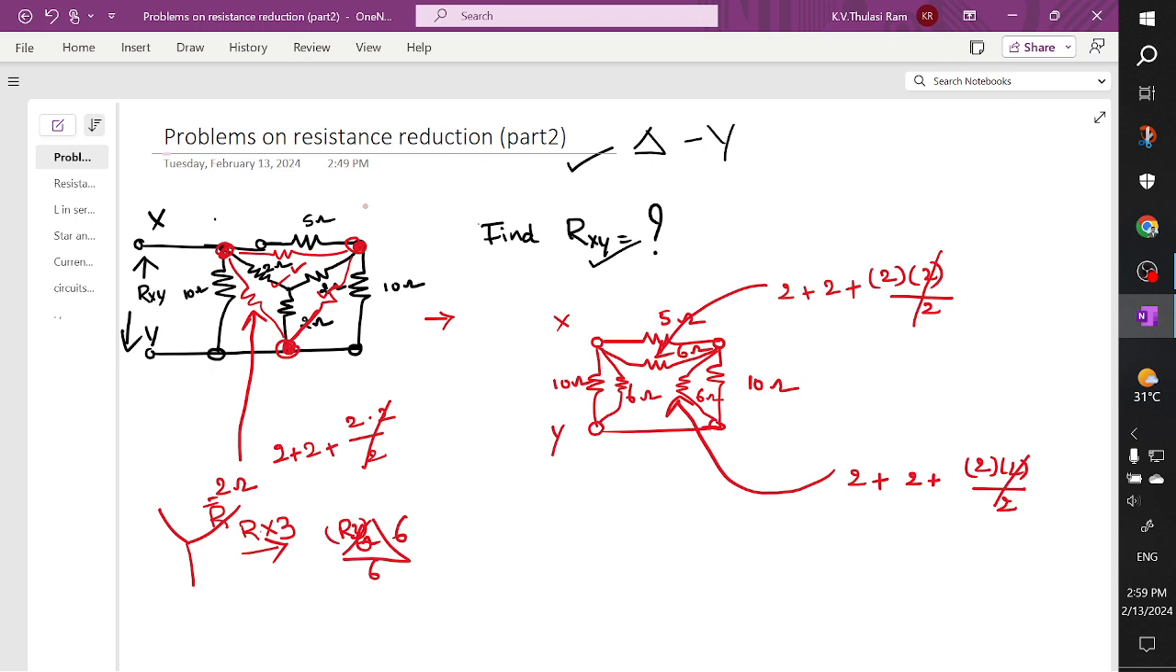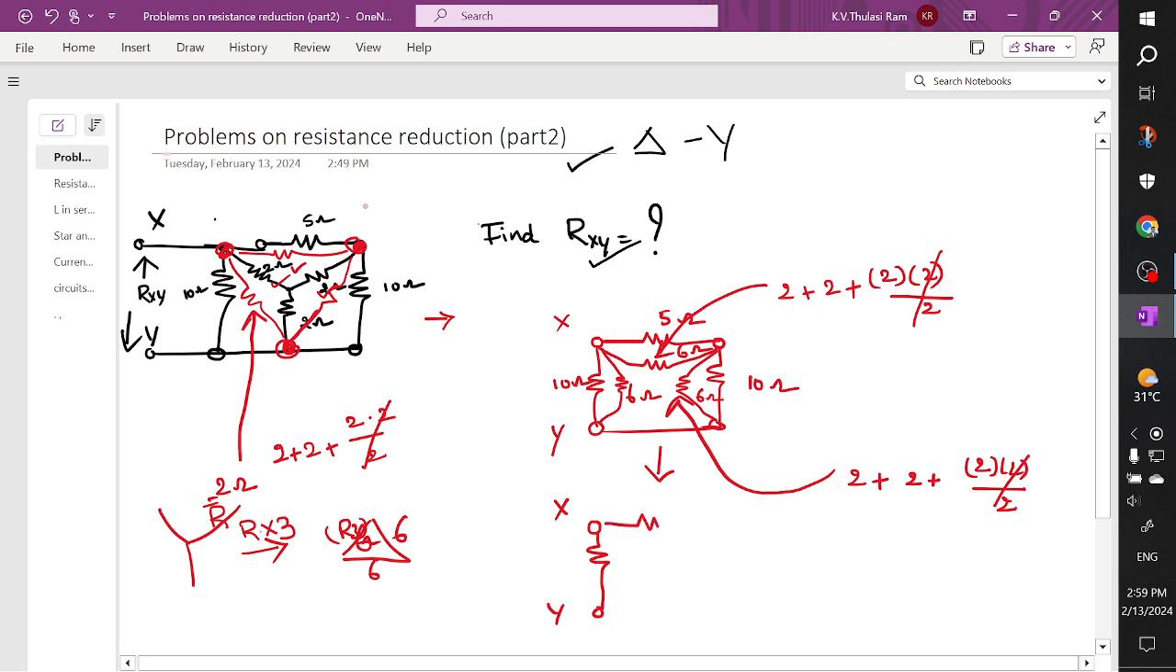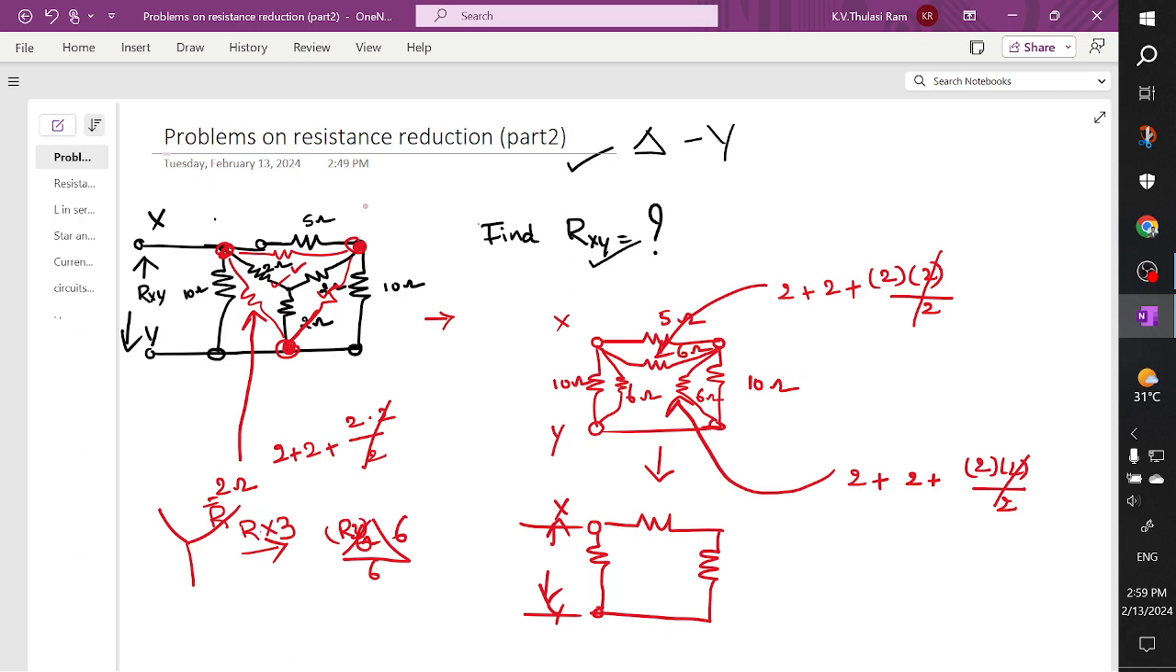Now coming to the further reduction, you have this X connected, you have the Y connected here, and you have one resistor here, one more resistor here, and one more resistor here. He is asking us to find out the resistance between X and Y. So you can see here, I can say these two branches are connected in parallel. Why? Because the current is dividing, and I can say these two branches are also connected in parallel.